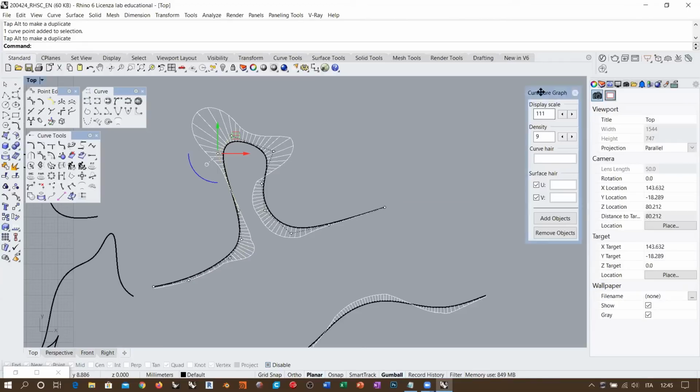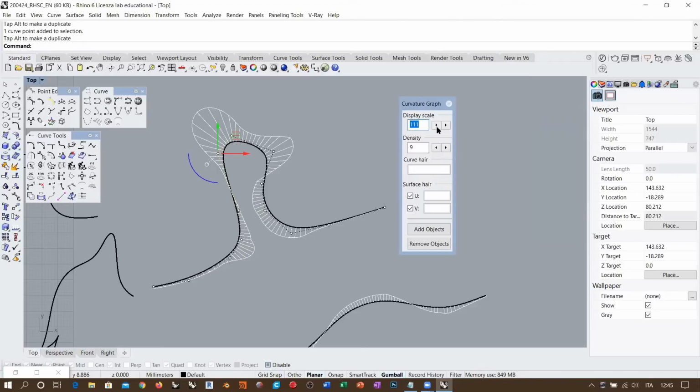Yeah, but there is also a display scale, right? So if you decrease the scale, you get this. If you increase the scale, remember that this is giving you no numerical information, right? This is only telling you what's the variation, what's the behavior of the curvature along the path of the curve. But therefore you have this scale factor here.